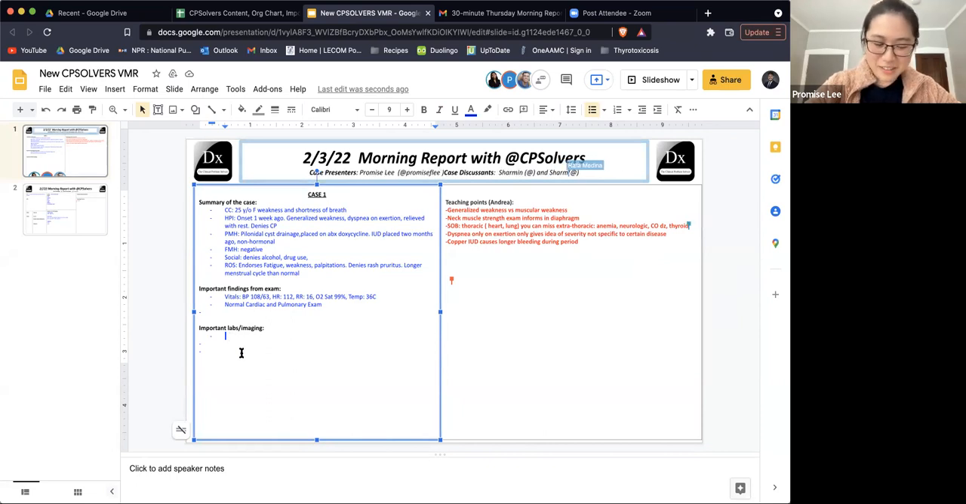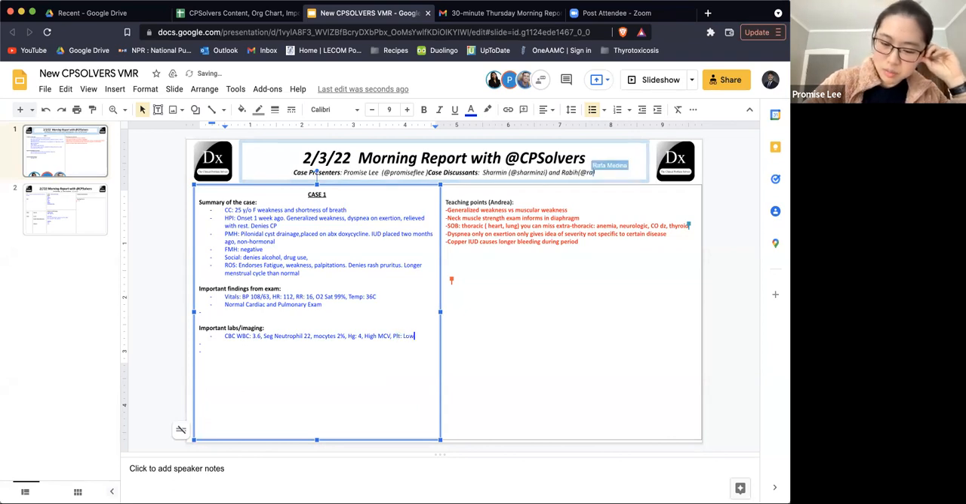That's amazing. Okay, so for labs, her white blood cell count is low at 3.6 thousand. Segmented neutrophils are 22%, lymphocytes 67%, and monocytes 2%. Her hemoglobin is very low at 4, and her MCV is high. She has slight anisocytosis, a few microcytosis, and a few ovalocytes. Her platelet count is low, and her reticulocyte count is 4.2%.